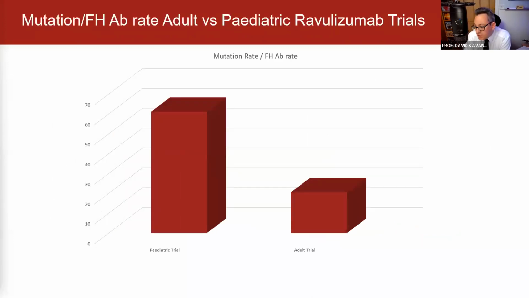And if you look at the mutation rate in the pediatric population, or the factor H autoantibody rate, you can see that again, in a well-characterized population, the pediatric trial has 50-60% mutation positive, while in the adult trial it was only 20%. And that explains why there is this difference where the adult trial doesn't look as good as the eculizumab, but we can explain that. And when you start looking at the pediatric population, where the differential diagnosis is much less complex, the mutation rate is where you would expect it to be, and patients are doing better.